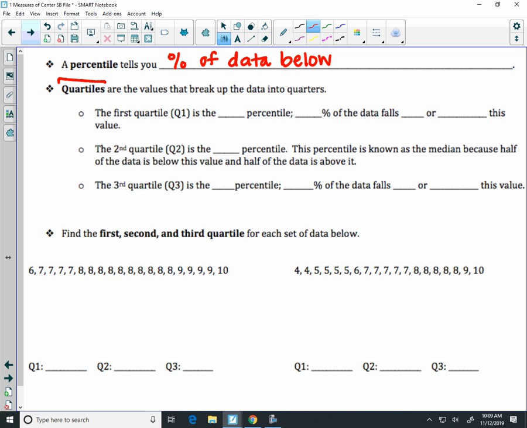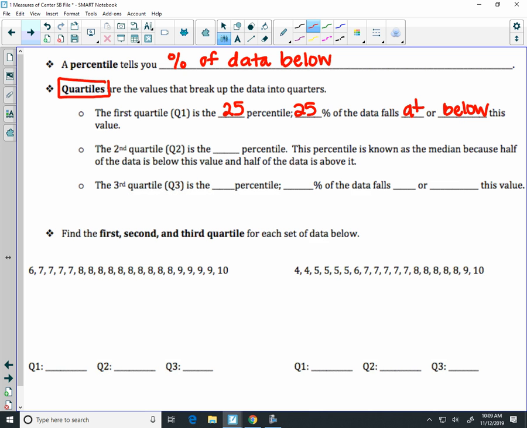Quartiles, I think that you have done before. Do you guys remember doing box plots and quartiles, box and whisker plots? Okay, so what quartiles do is they break your data into 25% increments. So the first quartile is the 25th percentile. 25% of the data falls at or below the first quartile.